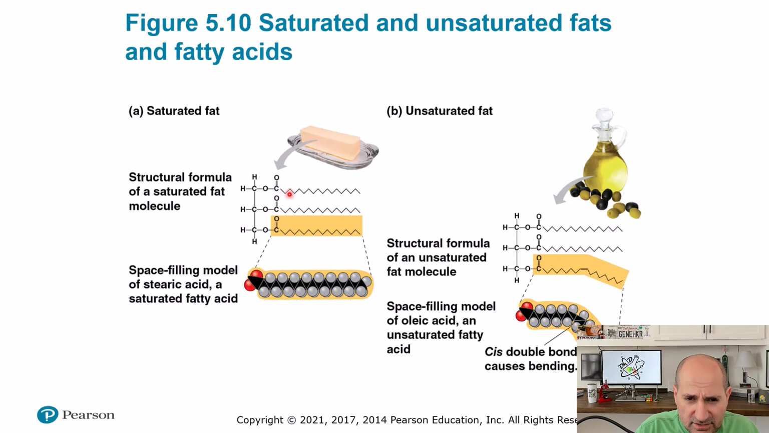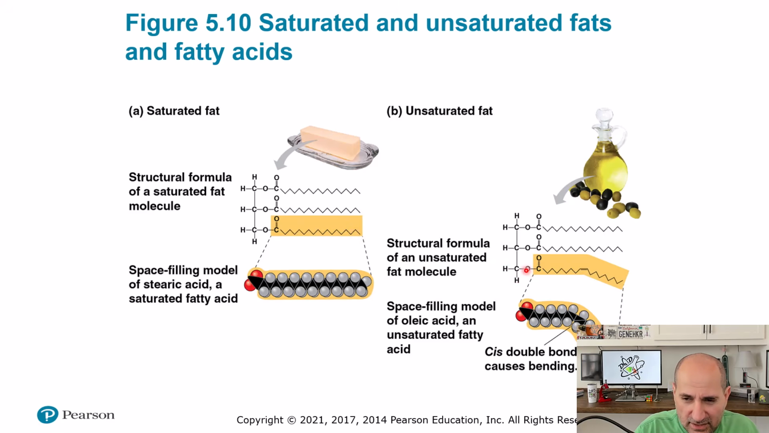In a saturated fat, you have only single bonds in the fatty acid tails. Saturated fats tend to be solids at room temperature. They tend to be from animal products. And lastly, this is probably the trickiest one: in a saturated fat, you have more hydrogens in the fatty acid tails because they're only making single bonds. You can have more hydrogens.